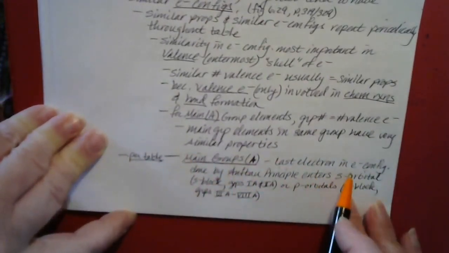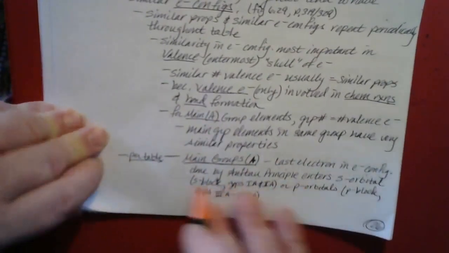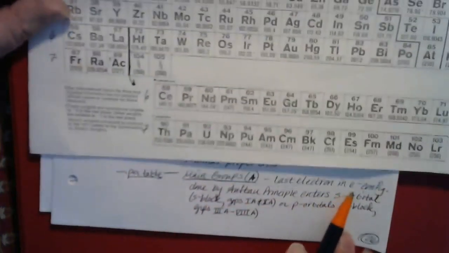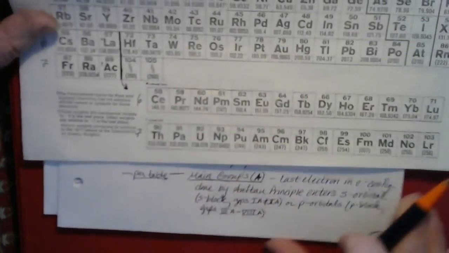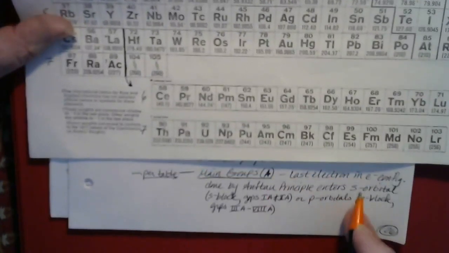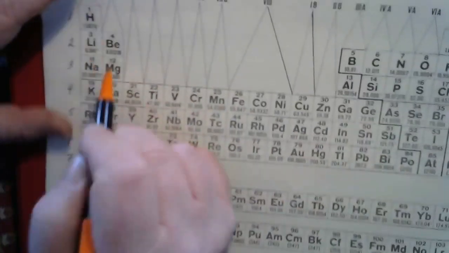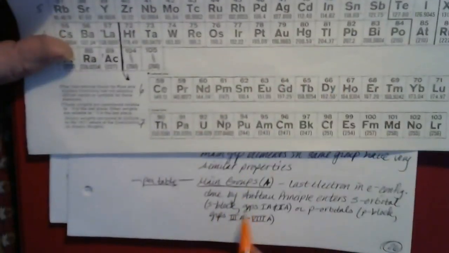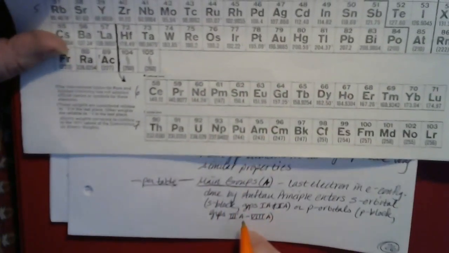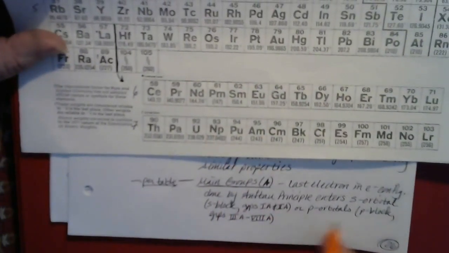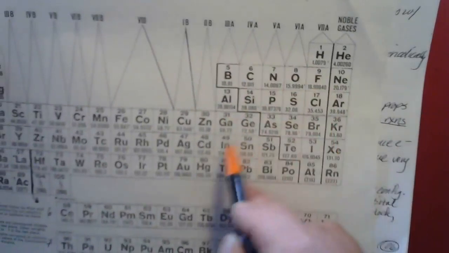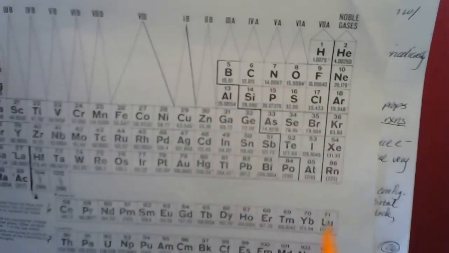Okay, let's see, for the main group elements, the A group elements, the last electron in the electron configuration, if you do it according to the Aufbau principle, will enter an s orbital if the element is one of the ones in the s block, which is the first 2 groups on the left, 1A and 2A. Or the last electron to enter, according to the Aufbau principle, will be in a p orbital if the element is in the p block. That's groups 3 through 8A. That's these elements over here. And again, that's why we call it the p block.